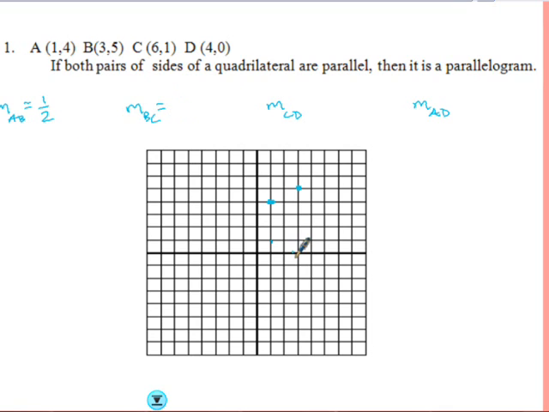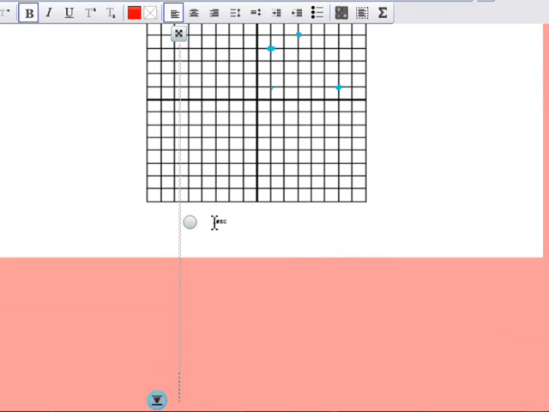Let's take a look at BC. C is (6, 1). That's over 6, up 1. Okay, that is down 4 and over 3, so it's negative 4/3. And again, I could do that with the picture, or I could say, the change from 5 to 1 is 4, and from 3 to 6 is 3, and so I get negative 4/3.